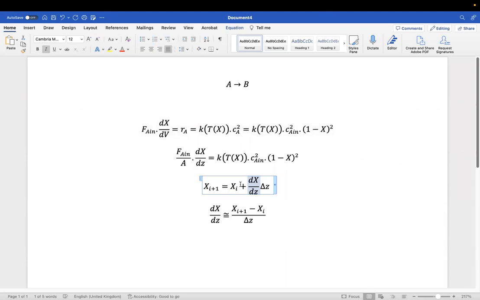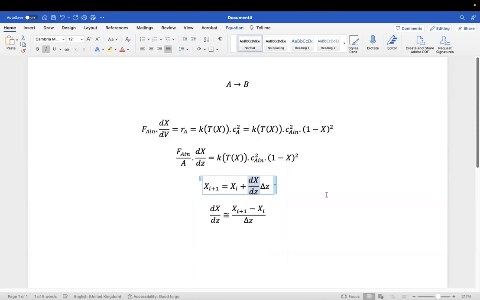And then, of course, in the first point, xi is 0. So you step forward to get your x1. And then in the next iteration, you now have an x1. You stick that x1 in here. So this time you use a different x here and here. You'll get a different dx dv. Then you step forward to x2 and so on.